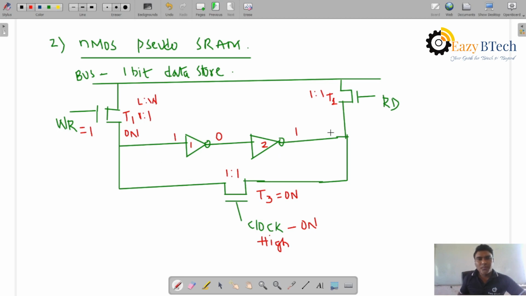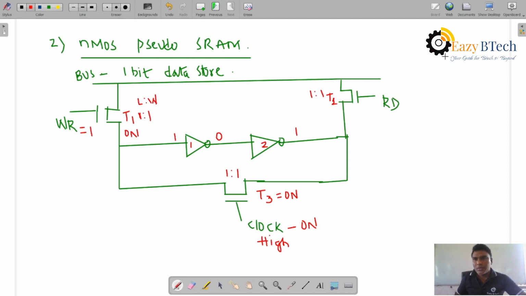Whenever the write operation is equal to 0, the clock is off. Now the clock is off. What happens here? The data on inverter 2 will be placed again onto the bus. This is what happens in the pseudo NMOS inverter. The inverters are pseudo NMOS inverters.